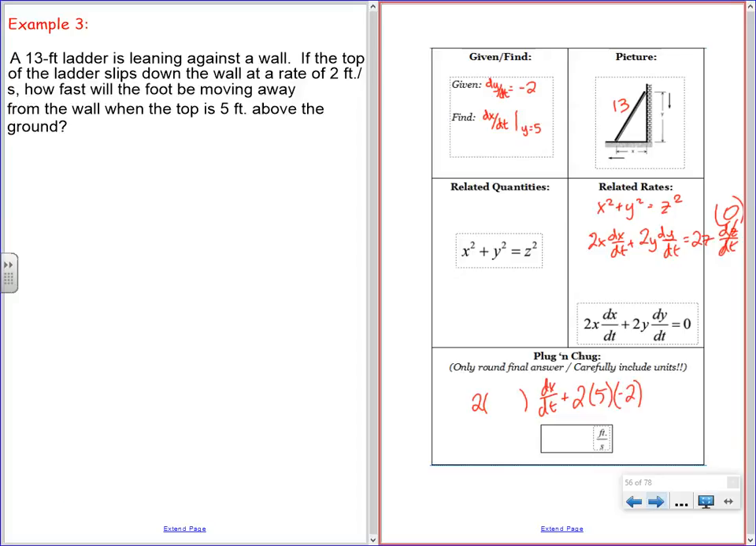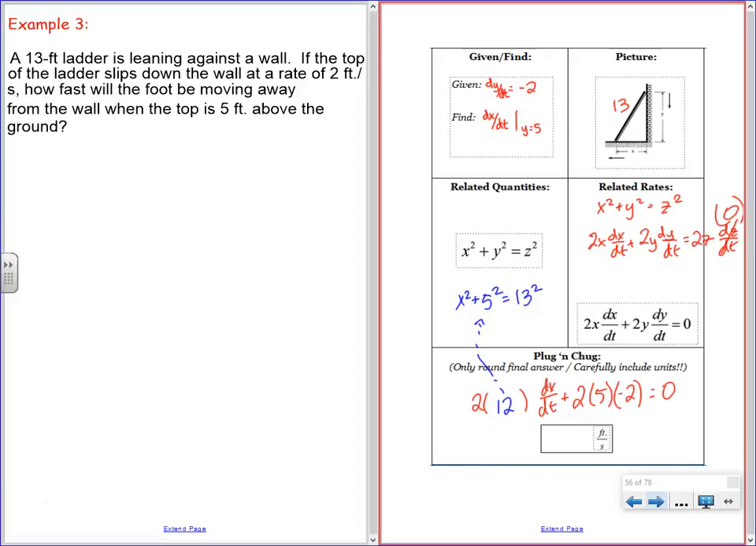Some of you might have missed the negative. But the distance up the wall is falling, so the rate is negative. The height is decreasing. And then equals 0, but some of you got stuck right here. Except, hold on. If I know that x squared plus, at my instant, y is 5, and I know that z is 13, can't I find x? After some algebraic solving, you get that x squared equals 144, so x equals 12.